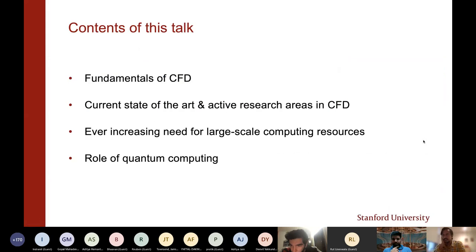So yeah, in this talk, I'll be initially presenting the fundamentals of CFD, and then talk a little bit about the current state of the art in CFD and active research areas. Then I'll talk a bit about why we need increasing large-scale computing resources. This acts as a segue towards motivating the need for quantum computing in CFD at the end.